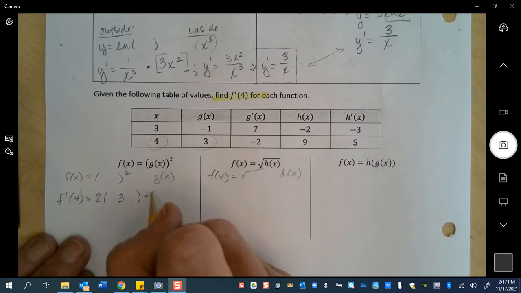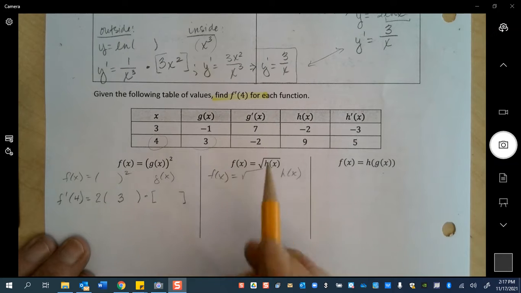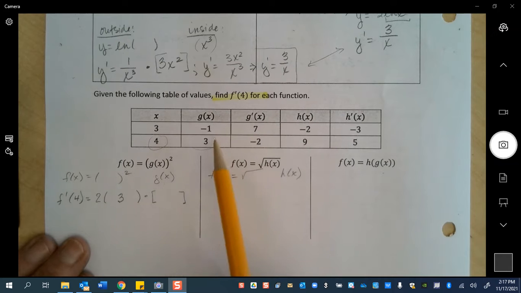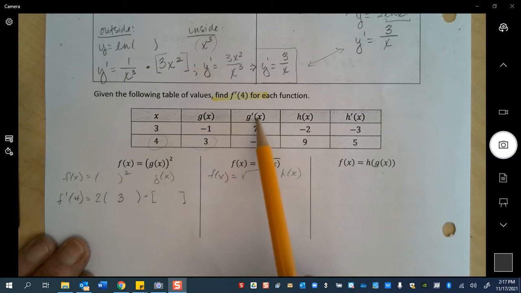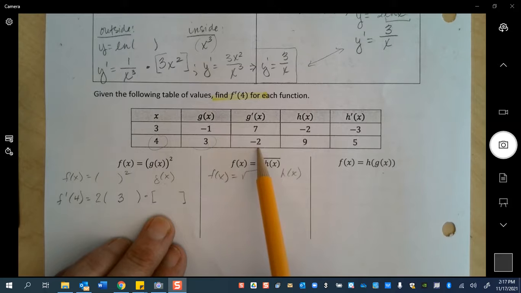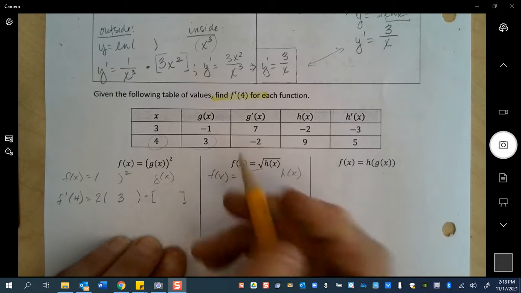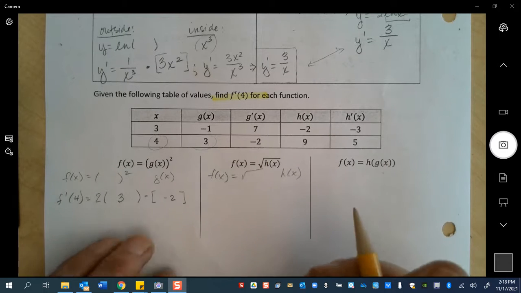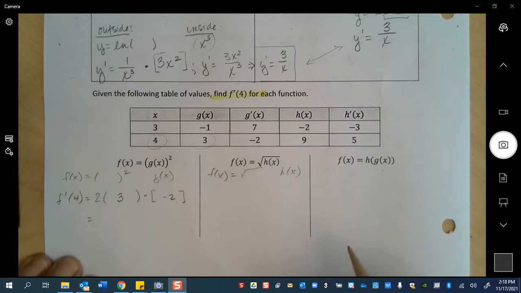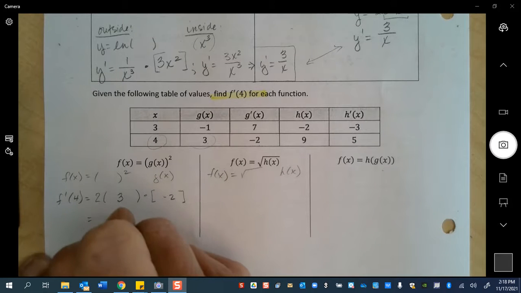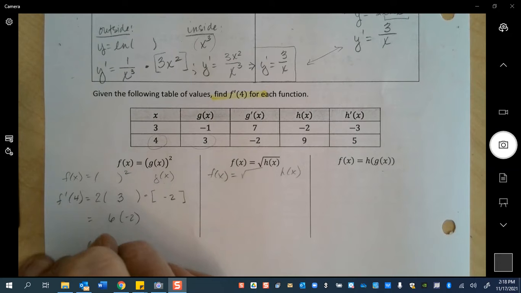And then that has to be times the derivative of my inside function. So the derivative of my inside function at 4 is going to be a negative 2. So I wind up with 6 times negative 2. I wind up with negative 12.